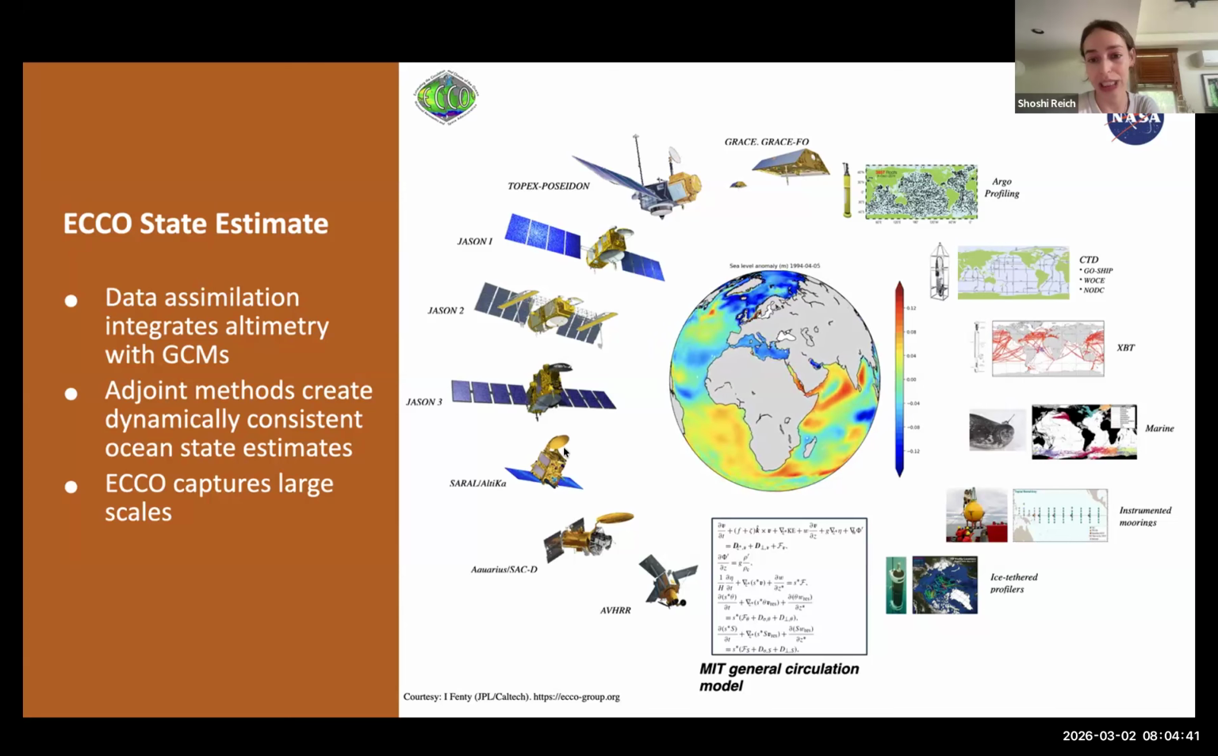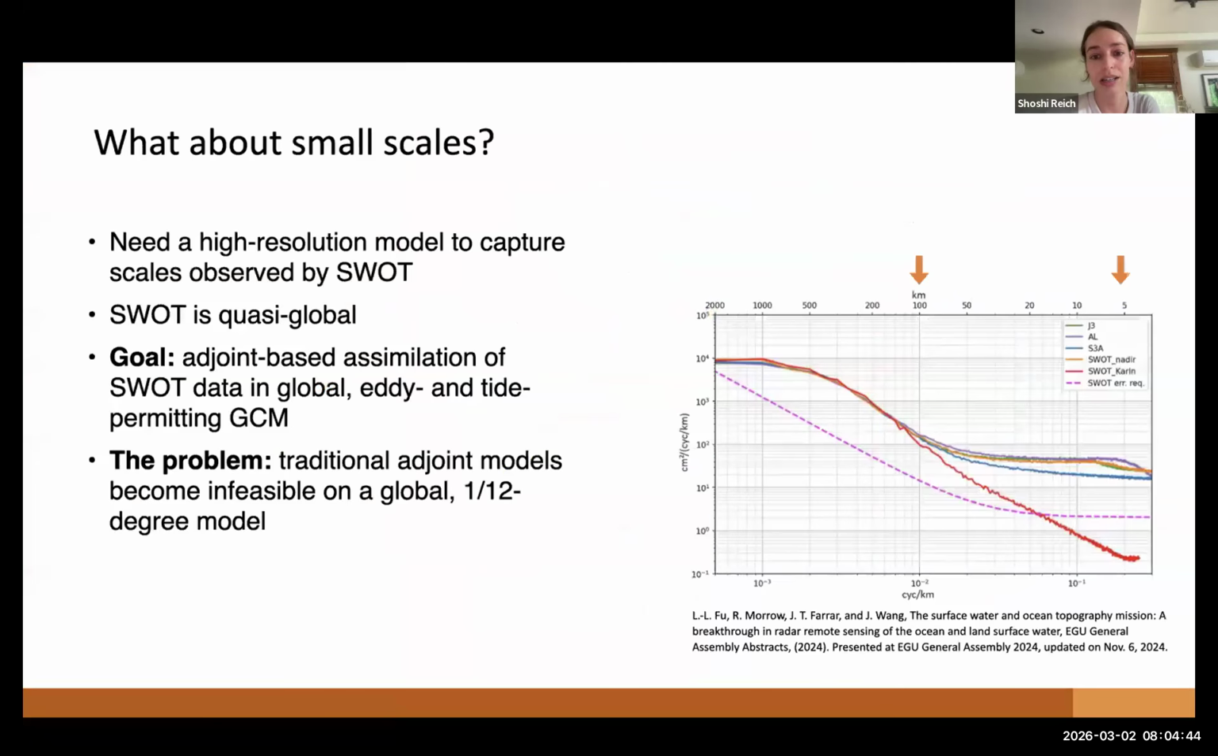It's a 1 degree product, so it's really good at capturing the large scales. But as we know, SWOT captures much smaller scales than this, so we need to modify our method slightly. We need a high resolution model to capture the same scales that we see with SWOT. And since SWOT is global or quasi-global, we're interested in doing adjoint-based assimilation of SWOT data into a global eddy and tide permitting general circulation model. Now, the problem is that traditional adjoint methods become pretty infeasible pretty quickly at a global 1/12 of a degree scale.